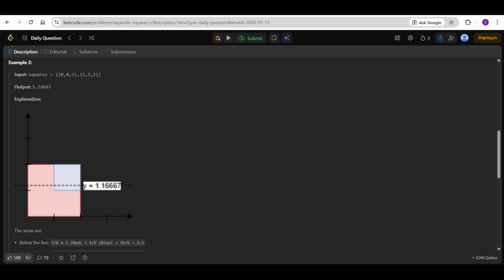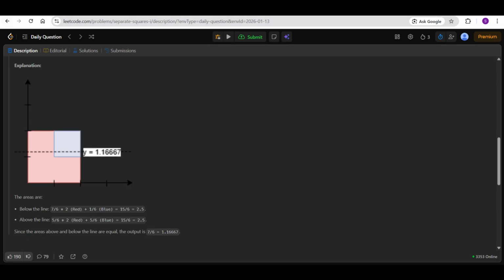Example 2. Now let's look at example 2, which is a bit more interesting. The input is squares equals [[0,0,2],[1,1,1]]. Here, we have a red square with side length 2, a blue square with side length 1, and these squares overlap partially. We are trying to find a horizontal line where the area above the line equals the area below the line. When the line is placed at y equals 7/6, or approximately 1.16667, the total area below the line is 7/6 times 2 from the red square, plus 1/6 from the blue square, which adds up to 15/6, or 2.5.